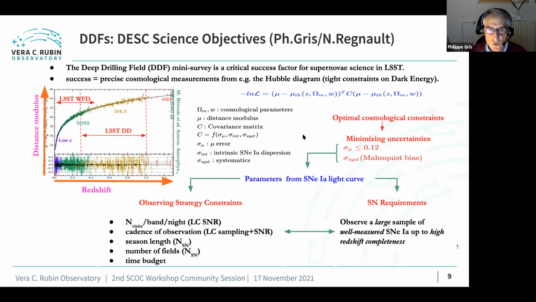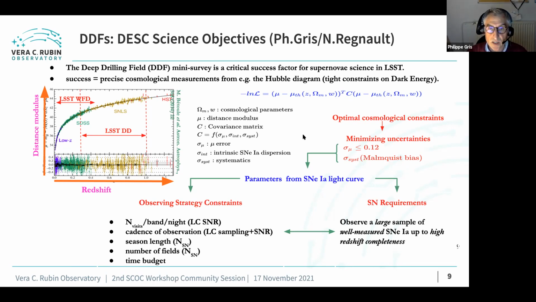So when you minimize this chi-square to extract the cosmological parameters, you have, of course, in the game, the covariance matrix with the errors, and optimal cosmological constraints means minimizing the uncertainties. And there are 2 uncertainties that you want to be as low as possible. The error on the distance modulus, which we typically take as low as 0.12, so as to be lower than the intrinsic dispersion of the supernovae. And of course, the systematic uncertainty that you want to minimize. And one of them that may be dominant during LSST would be the cosmological mean increase bias.